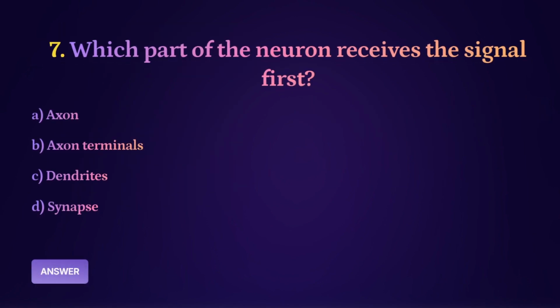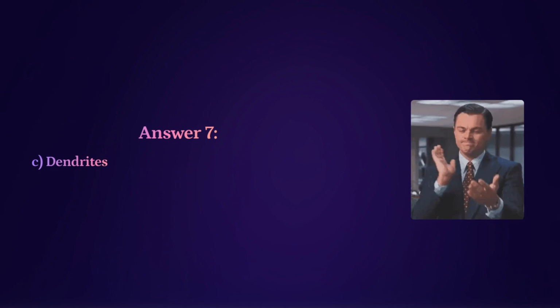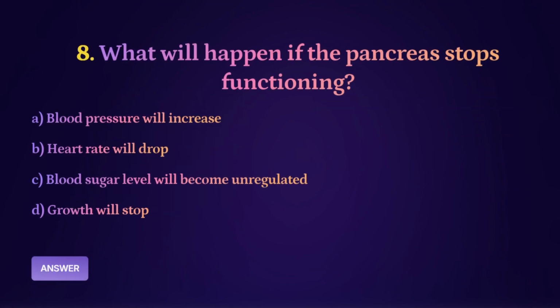Which part of the neuron receives the signal first? The options are axon, axon terminals, dendrites or synapse. So the signals are first received by the dendrites. Dendrites are the branched structures that receive electrical signals from other neurons. Let's see question number 8.